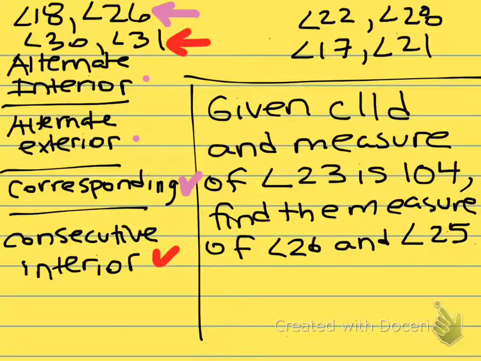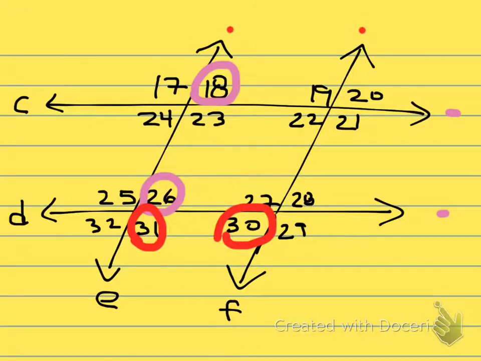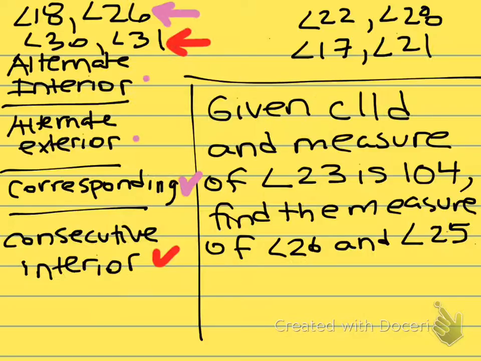Then we have angles 22 and 28. So we go back. Angles 22 and 28. Whoops, let me change the color. That would be these two. Those are on opposite sides, but they're both in the interior, so those would be alternate interior.